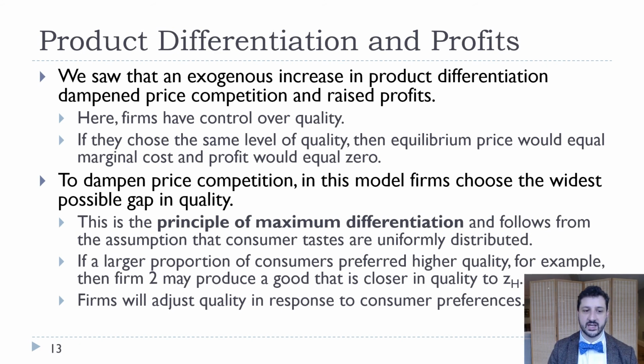As we said, if a larger proportion of consumers want high quality, then firm 2 might produce a higher quality good. Consumer preferences will always be important. And if quality is a normal good, which we by definition assume it is, then as consumers have higher and higher income, we would expect firms to adjust to produce higher and higher quality goods.